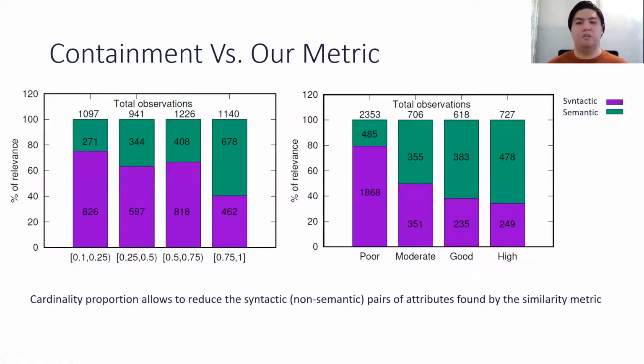So we compare our metric with just containment similarity. Since we have 4 quality labels and 4 containment similarity thresholds, we apply the same threshold for containment to compare them. As we can see, in our metric, the number of non-semantic join relationships is reduced compared to the containment similarity.